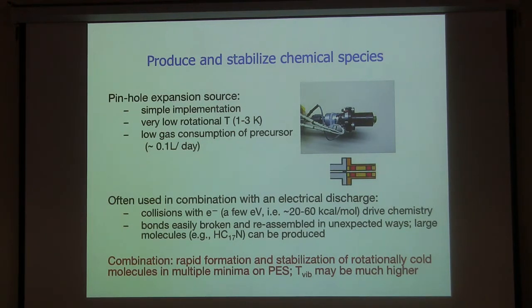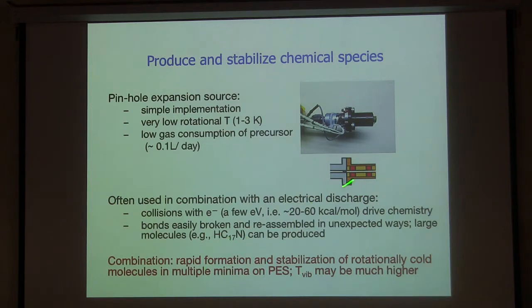We strike the discharge. By applying this on top of the general valve, through collisions with electrons at a few eV of energy, we drive this chemistry and break bonds. We do this in the expansion before the adiabatic expansion occurs. Lots of chemistry happens. Fragments are made. Much bigger molecules are reassembled ultimately, often in unexpected ways. It's certainly a very vivid example of something very large from something very small.